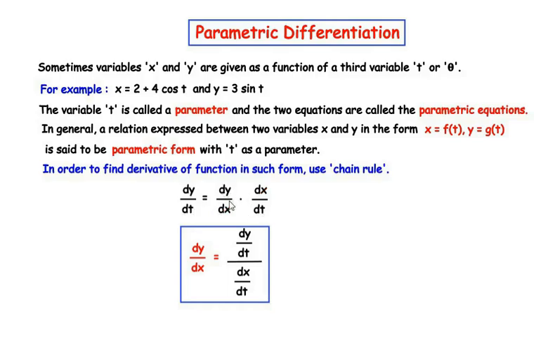Or a simpler format is, let us rearrange this equation. That is, we are going to make dy by dx the subject, and we are going to take dx by dt to the other side of the equal sign, giving us dy by dt divided by dx by dt. So we are going to follow this format henceforth for parametric differentiation. And to understand this procedure, I have used 3 examples. So let us start with the first one.